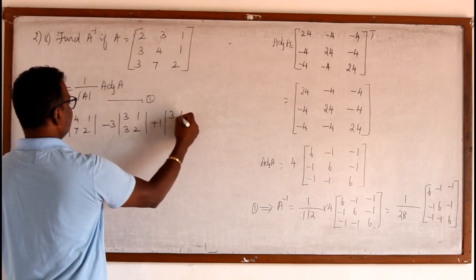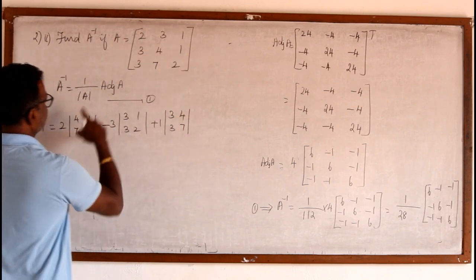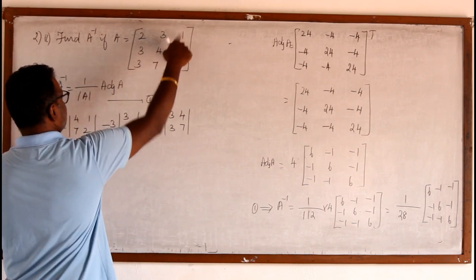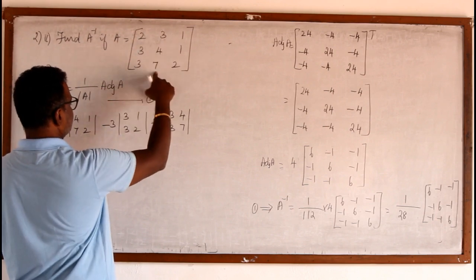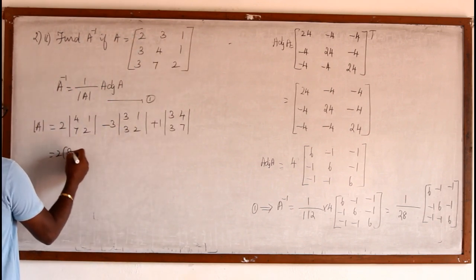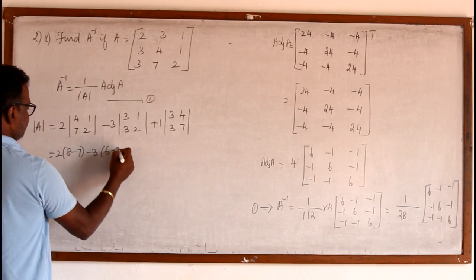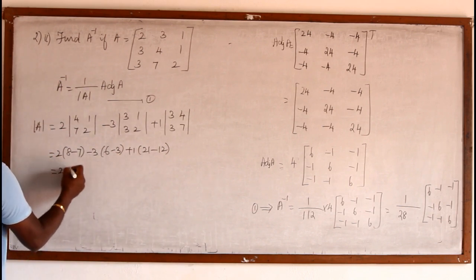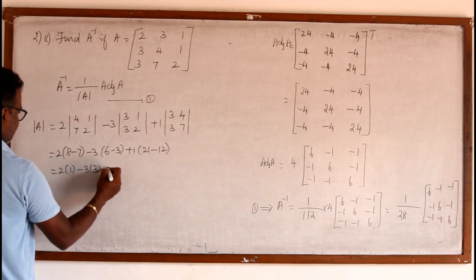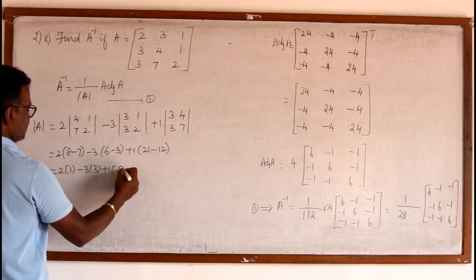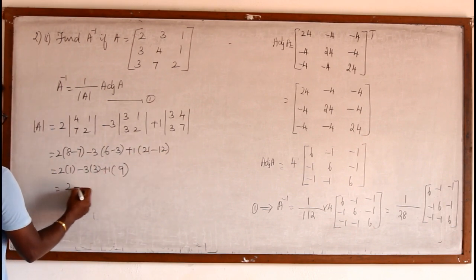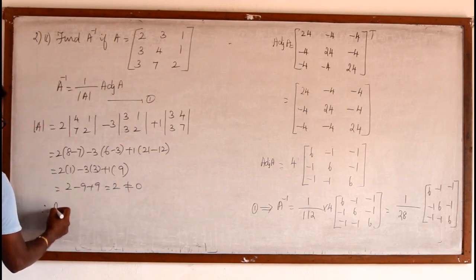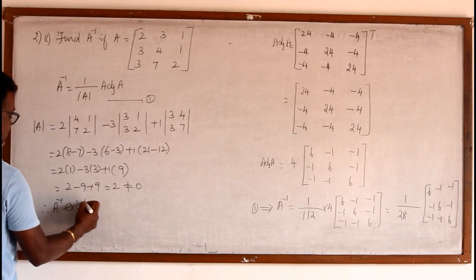omit the 2 on column 3 4 3 7. Check it: 4 1 7 2. Then I omit 3: 3 1 3 2. Then I omit this 1: 3 4 3 7. It is 2 into 8 minus 7, minus 3 into 6 minus 3, plus 1 into 21 minus 12. 2 into 1 minus 3 into 3 plus 1 into 21 minus 12 is 9. So 2 minus 9 plus 9, it is 2, not equal to 0. Therefore, A inverse exists.